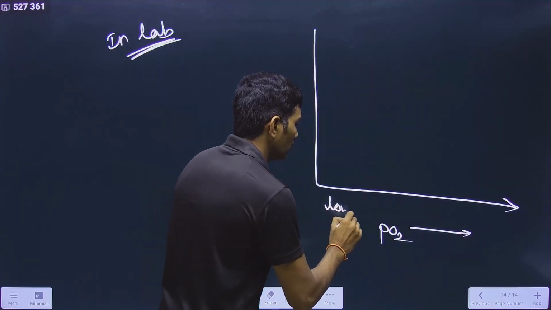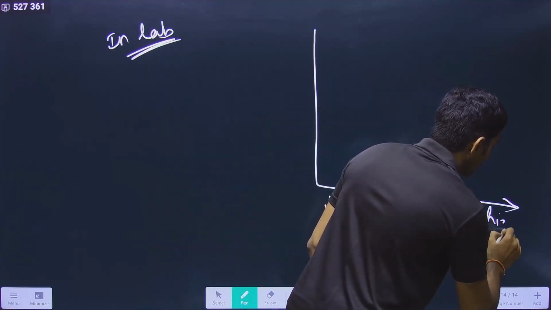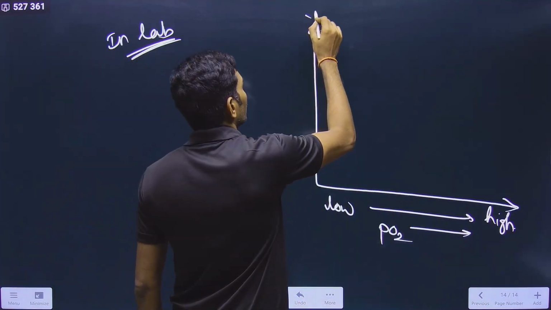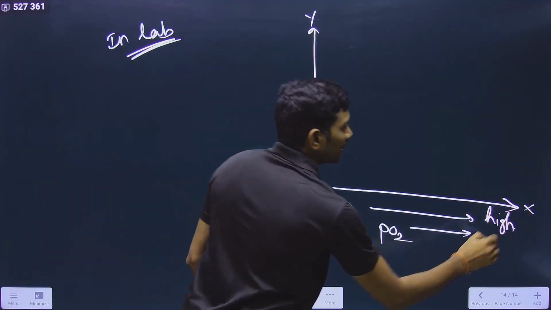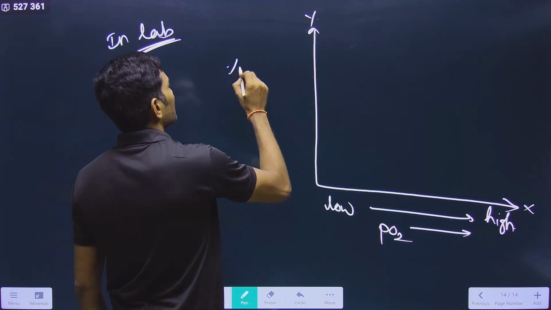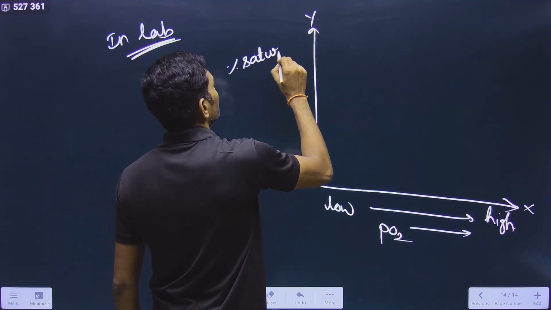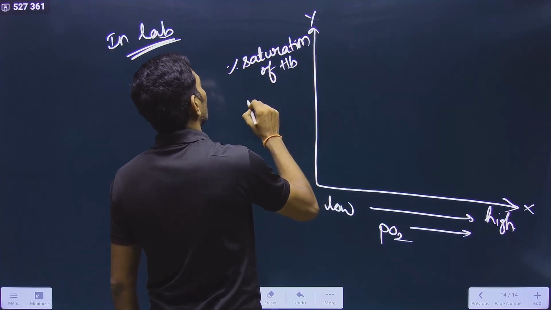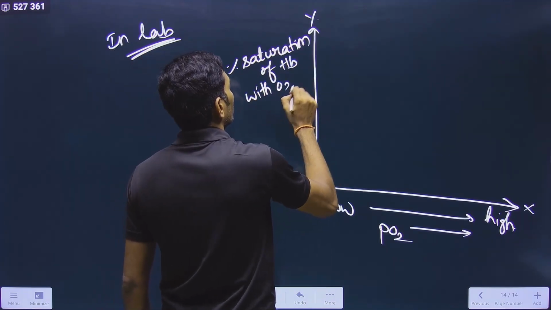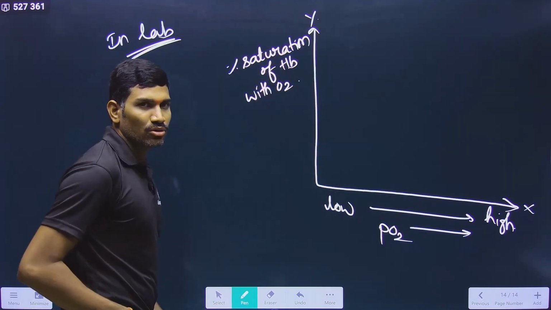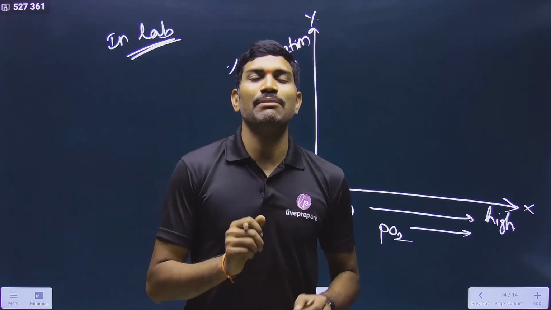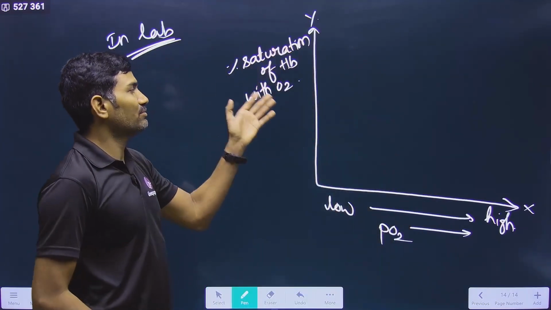This is low and this is high, low to high. Understood or not? On the y-axis we are mentioning percent saturation of hemoglobin with oxygen. When oxygen is binding with hemoglobin, after some time it will be saturated. So how much is it saturated? What is the percentage saturation of hemoglobin with oxygen?